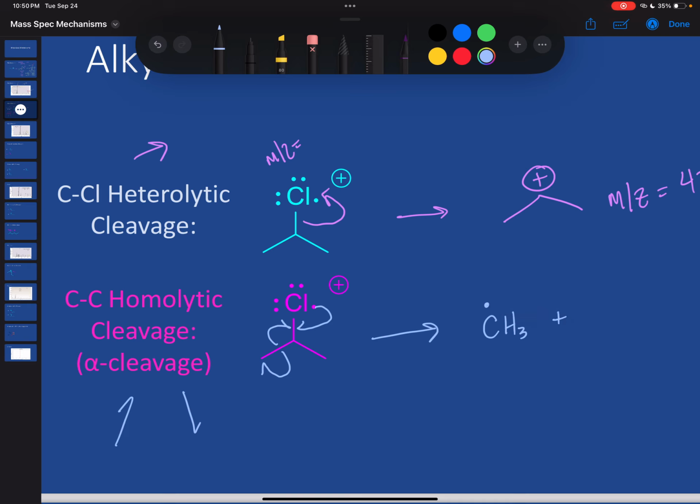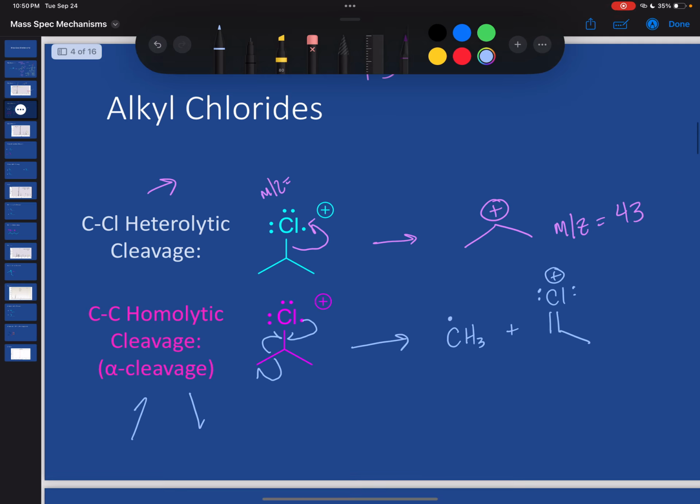And then I now have a double bond between my alpha carbon and my chlorine, and chlorine is still going to have a positive charge here. And then I still have this other methyl group bonded to that alpha carbon here. So if I'm interested in mass spec, I know it will see the charged species, the chlorine. So I'd want to know the mass to charge ratio for this structure, in addition to the mass to charge ratio of my molecular ion.